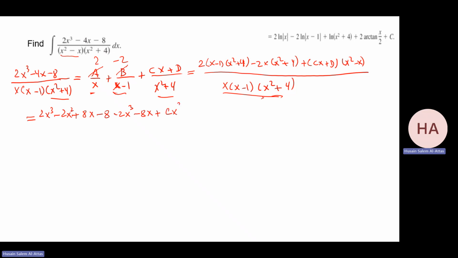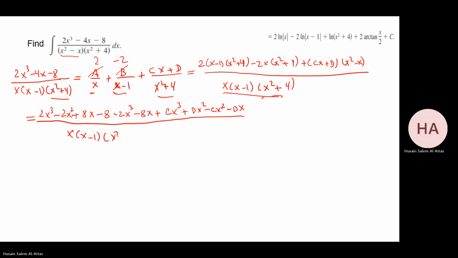This is a product. For x cubed, I have Cx cubed. Now, coefficient of x squared will be D minus C, plus Dx squared minus Cx squared minus Dx over this. Notice this cancelled. This cancelled. I get rid of them. That will save me a lot. That will be 2x cubed minus 4x minus 8 over the same denominator.